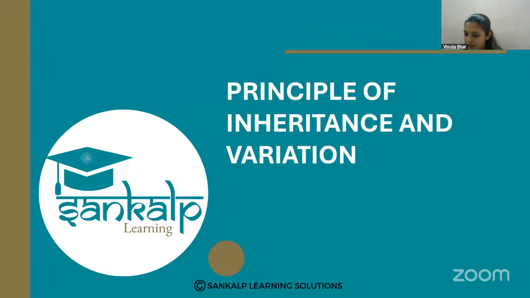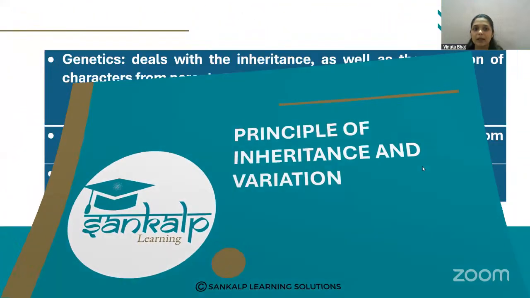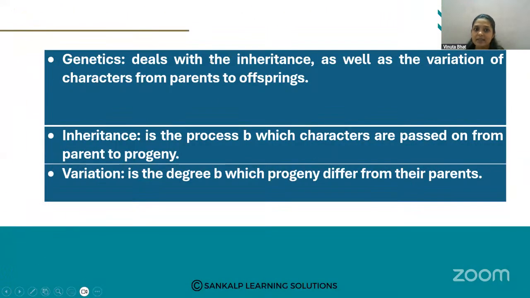First, we should know the meaning of what is inheritance and what is variation, right? So, we should know the meaning of that. Especially, these two terms belong to genetics. Here, what is genetics? Genetics deals with the inheritance as well as variation of characters from parents to the offspring.